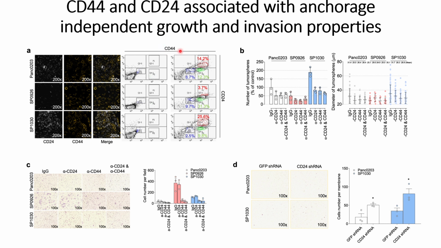They found that CD44 is upregulated in the SP0926 cell line, whereas in the case of SP1030, CD24 is upregulated. They validated their analysis using confocal microscopy and flow cytometry. In the confocal microscopy, we can see that SP1030 has a high CD24 population.